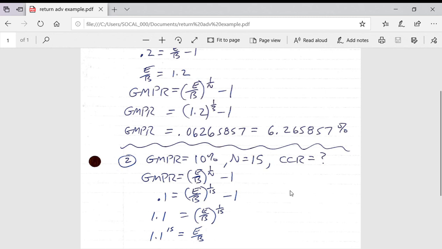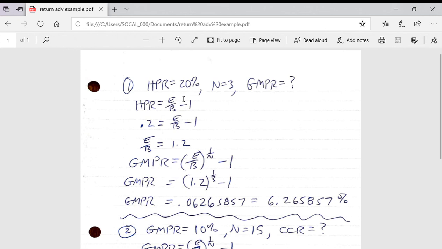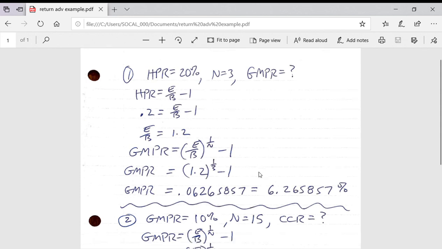Again, remember the key to going from one given return statistic to another is to get to the price relative, because that's the common factor in all of our quantifications of return. Also keep in mind that the price relative is E over B. And that's what we need, the value of the price relative. Keep in mind that there are an infinite number of combinations of E and B that would give us the same price relative. So all we need is the price relative, E over B.